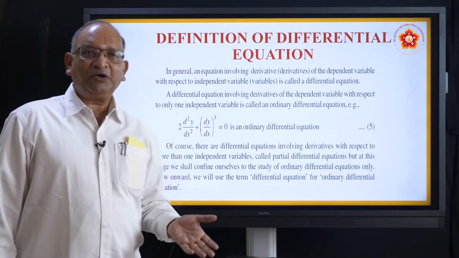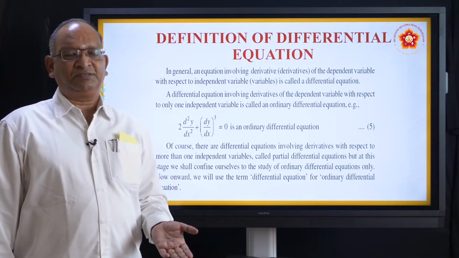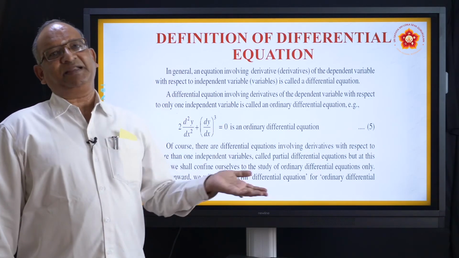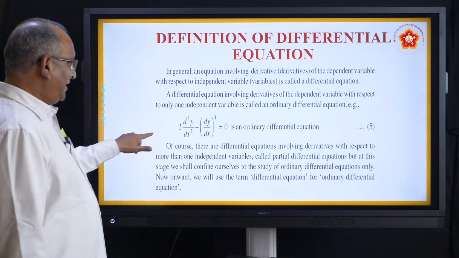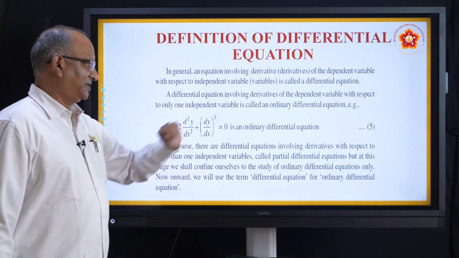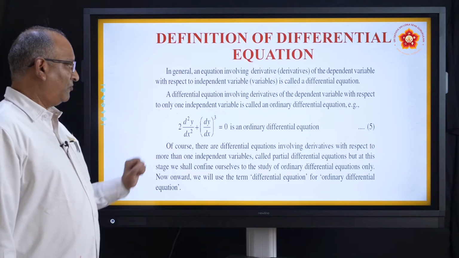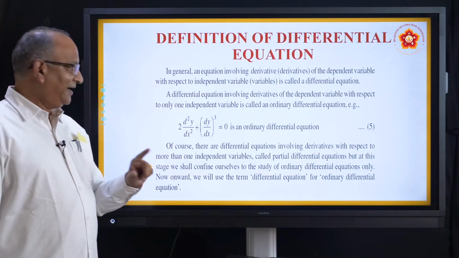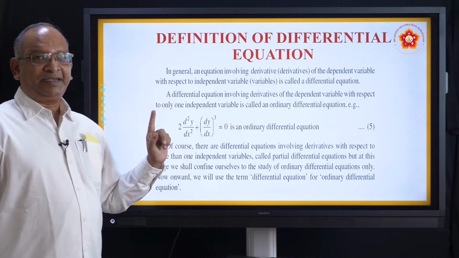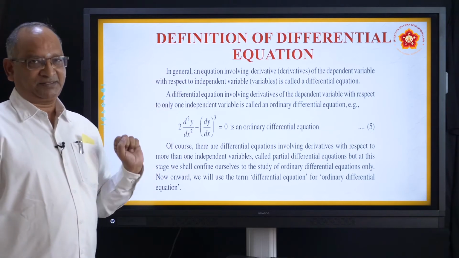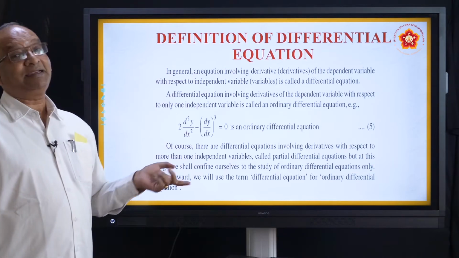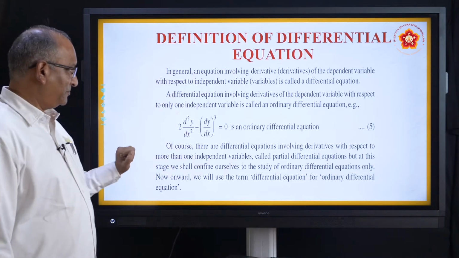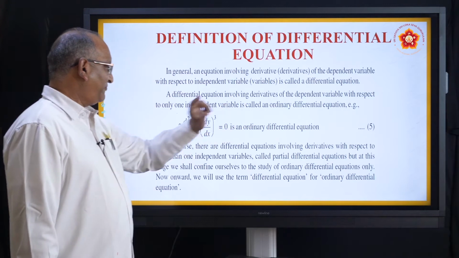And we are only going to study such equations, because other equations we study at the degree level, in the higher classes. So here is another differential equation. Observe this. What do you find here? You find dy by dx, the derivative of y with respect to x, and then d2y by dx square. What is it? It is the second derivative of the same. This is an ordinary differential equation.